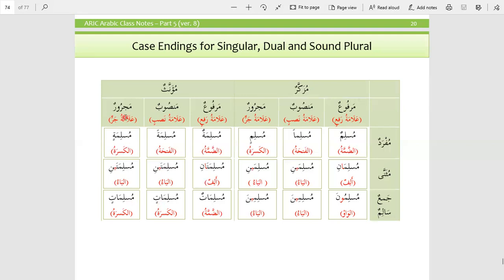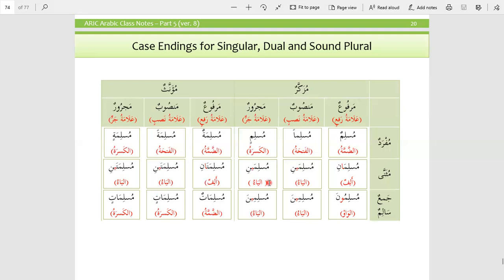Let's look at majrurun. We have got alamatu jarin. It's the same here. Alamatu jarin you've seen here. Mudhakkar and mu'annath are just the same. The difference here is Muslimatin, and here we had Muslimin, but the sign is the same, the kasra we see. And Muslimatain, the difference is the ta, because we're now dealing with the feminine Muslimatun, which is the female Muslim. The ya is still a sign for majrurun, and here we've got the kasra as the sign of majrurun as well.